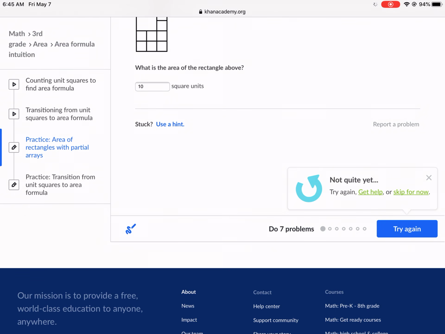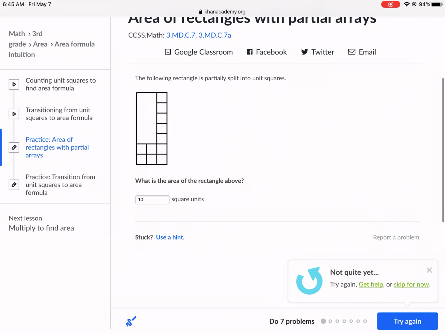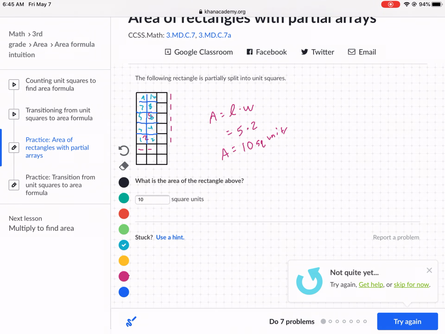And I don't know if this one is on the app. What is the area of the rectangle above? Oh, it wants the whole rectangle. That's a little ambiguous. So it wants the whole thing. I was just thinking the rectangle that's shown there, not including the squares. It should probably be a little bit more specific than that.